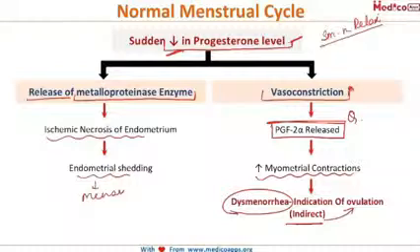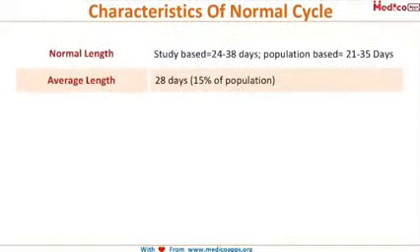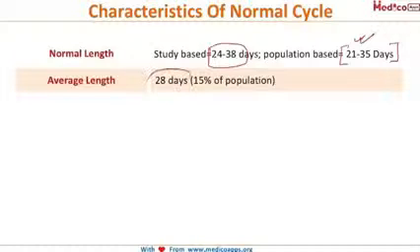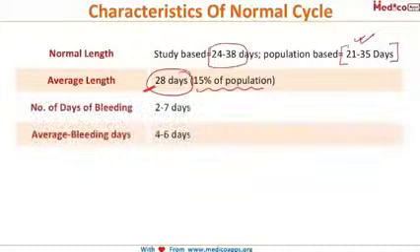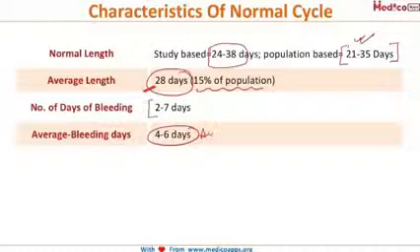Now let's see the characteristics of a normal menstrual cycle, and the normal length is around 21 to 35 days. Few studies quote it as 24 to 38 days, but if you remember 21 to 35 days, this is sufficient. And in this, the average length is 28 days. Around 15% of the population have a 28 day cycle. Then during the cycle, they bleed for around 4 to 6 days on average, but if you are asked the range, then it is 2 to 7 days.